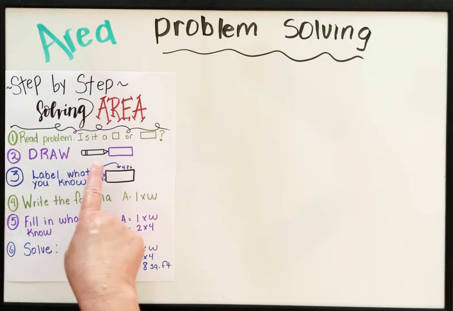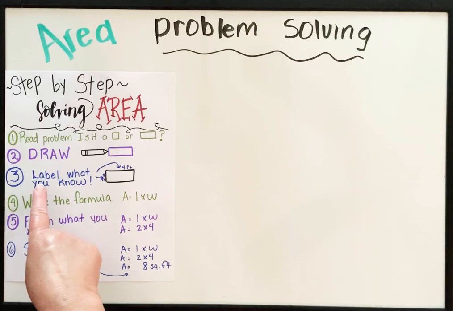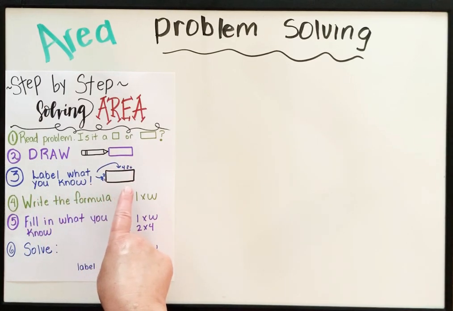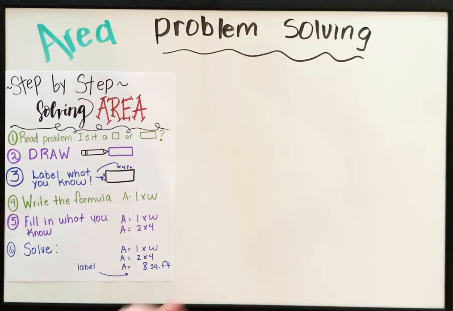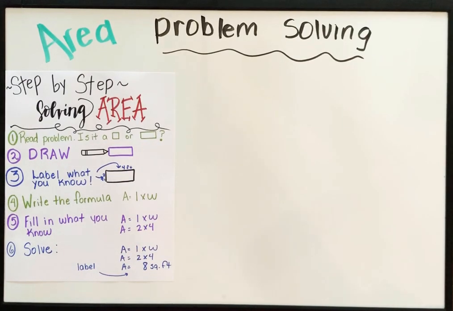The second thing we're going to do is draw a picture of our problem. After we draw our picture of a square or a rectangle, we're going to label the parts we know. We're then going to proceed from there to write the formula for our area, for the rectangle or the square, fill in what we know with our formula, and then last solve. So I think this is a good process and key to figuring out what we are being asked to do.